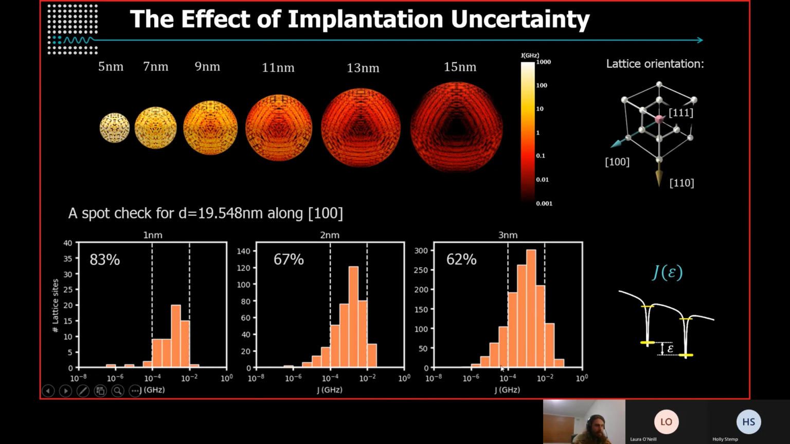And additionally, here you can see that most of the deviations are for values smaller than the desired exchange. There you can use electric fields to detune the donor system, increase the exchange, and get those values back into the desired region.